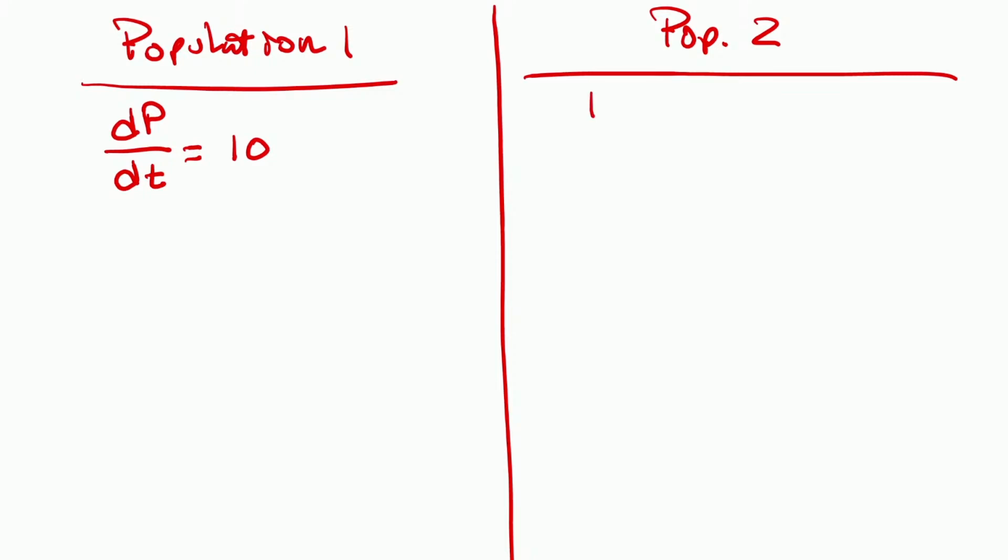Whereas the population 2 situation is that the change in population with respect to time is equal to 5% of the current population. So there are the differential equations versions of these. And if you've had differential equations, they shouldn't be very difficult or shocking. It's pretty easy to recognize these.